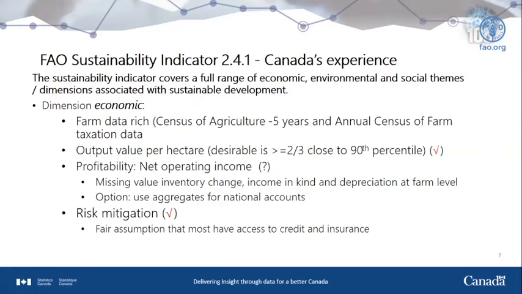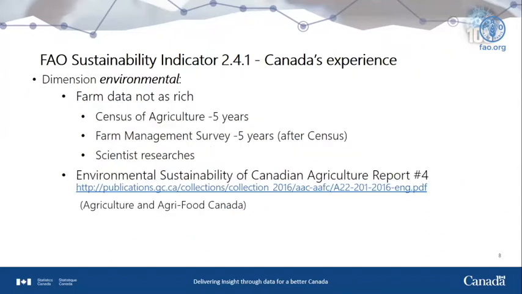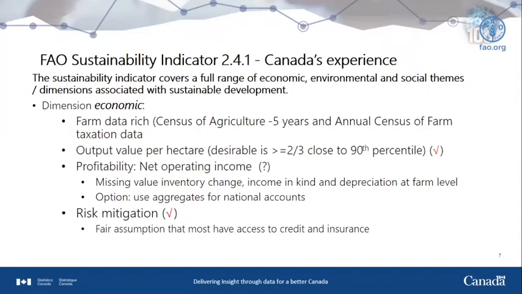Okay. So, as I said, for the economic dimension, these are the sub-indicators, and we used census of agriculture data, so it was pretty straightforward for the first, output value per hectare. For profitability, it was not as easy because we were missing some values in the census. It's much easier to do that using national statistics at the aggregate level, using national account estimates. And risk mitigation was based on assumption. Okay, you can go to the next slide, please.